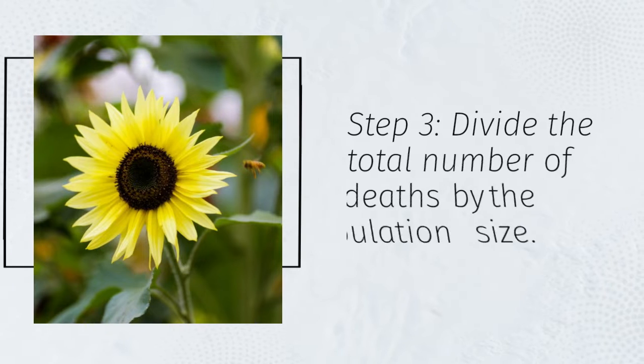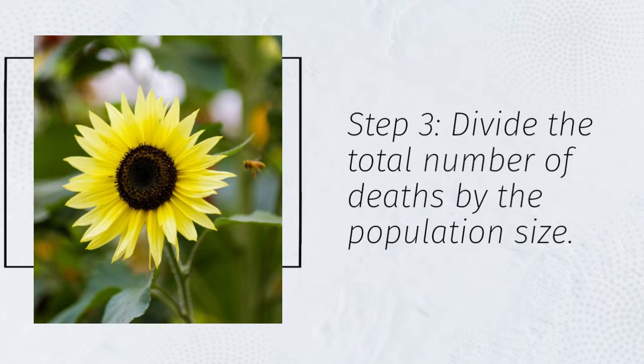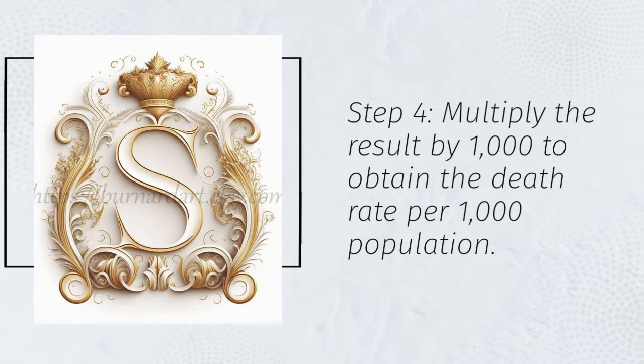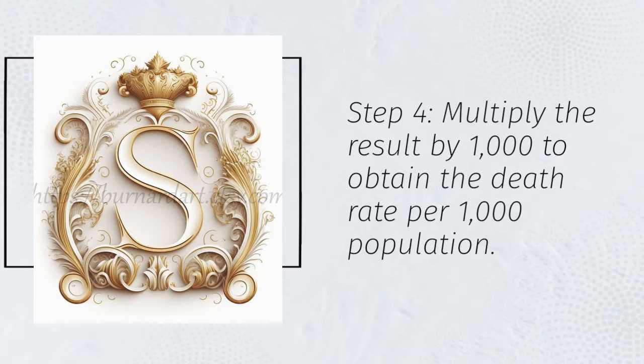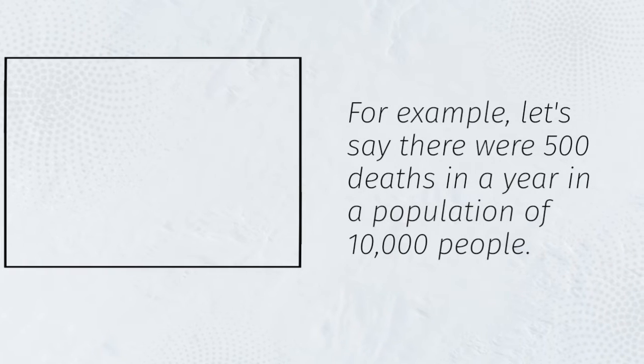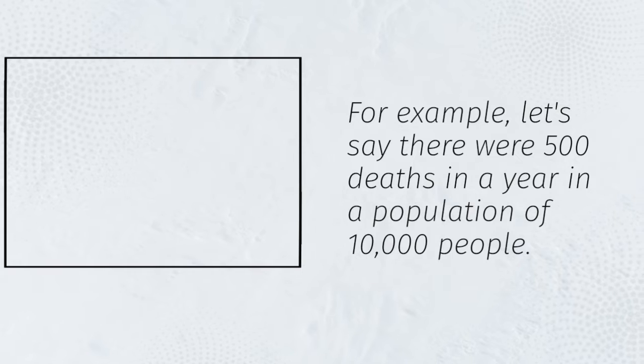Step 3. Divide the total number of deaths by the population size. Step 4. Multiply the result by 1,000 to obtain the death rate per 1,000 population. For example, let's say there were 500 deaths in a year in a population of 10,000 people.